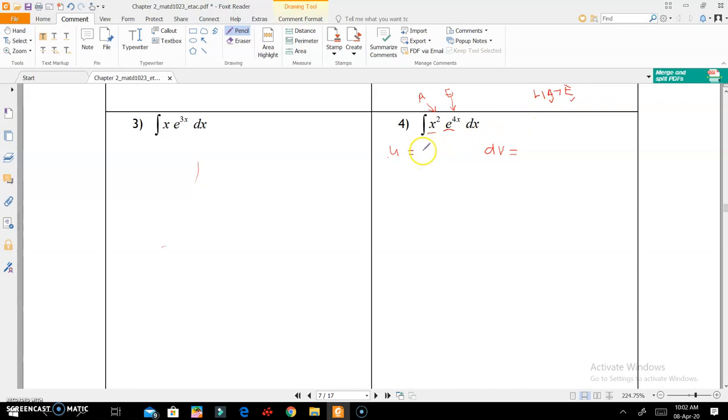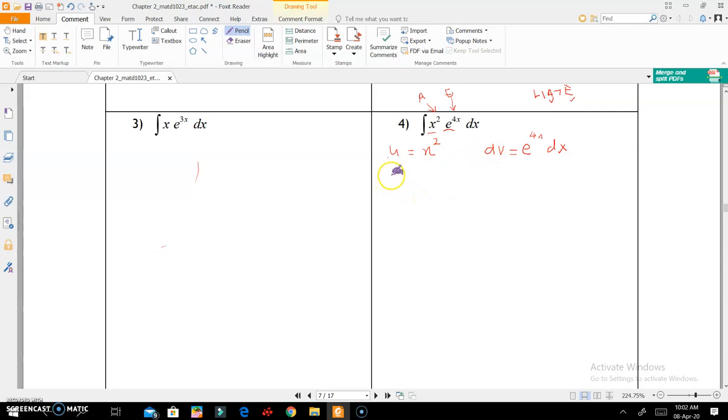So this place is reserved for algebra, which is x squared. And this place is the exponent, so you are going to fill in this part with the exponent. So what happens to the x? We just need to write it back there. Okay, all right, so you already have u and dv.